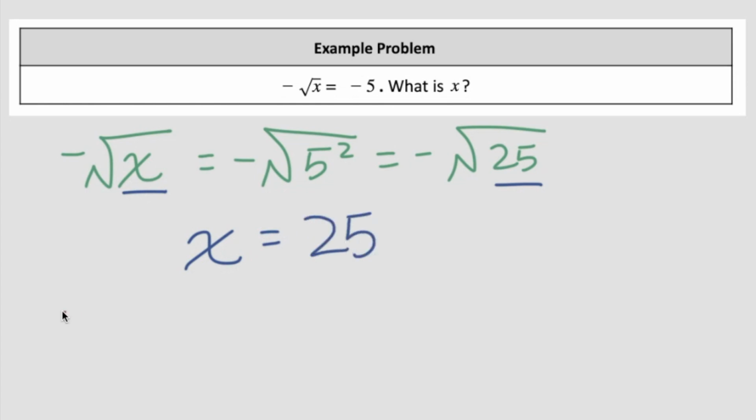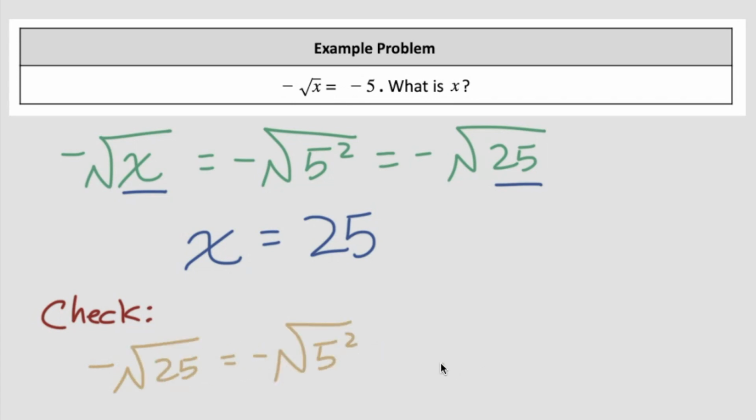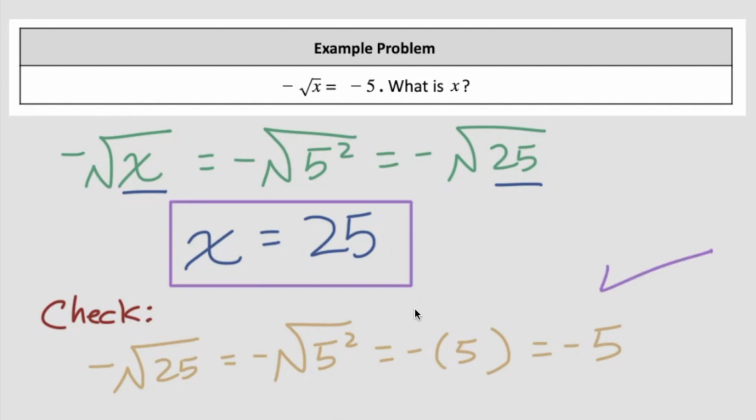Just to check our work, just to make sure we're doing it all correctly, let's go the other way around. We have negative square root 25. That's equal to negative square root 5 to the power 2. Because remember, 25 is 5 to the power 2. That's equal to negative 5 because the square root and the square cancel out. And that whole thing is equal to simply negative 5. It checks out, so we did it correctly. So that's how we solve this example problem.